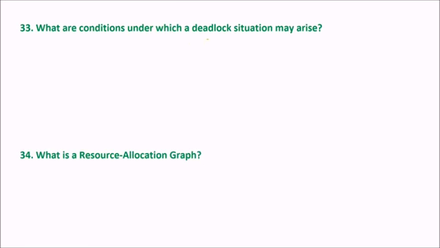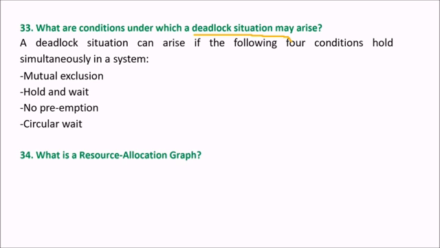Next question is, what are conditions under which the deadlock situation may arise? So you need to know those situations where the deadlock situation may arise. Can you answer this? The answer is 4 conditions are there. So a deadlock situation can arise if these conditions which I am going to tell you hold simultaneously. They have to hold simultaneously. That means at the same time in a system. That means we can infer that deadlock has occurred. First is mutual exclusion. Second is hold and wait, then no preemption, and circular wait.